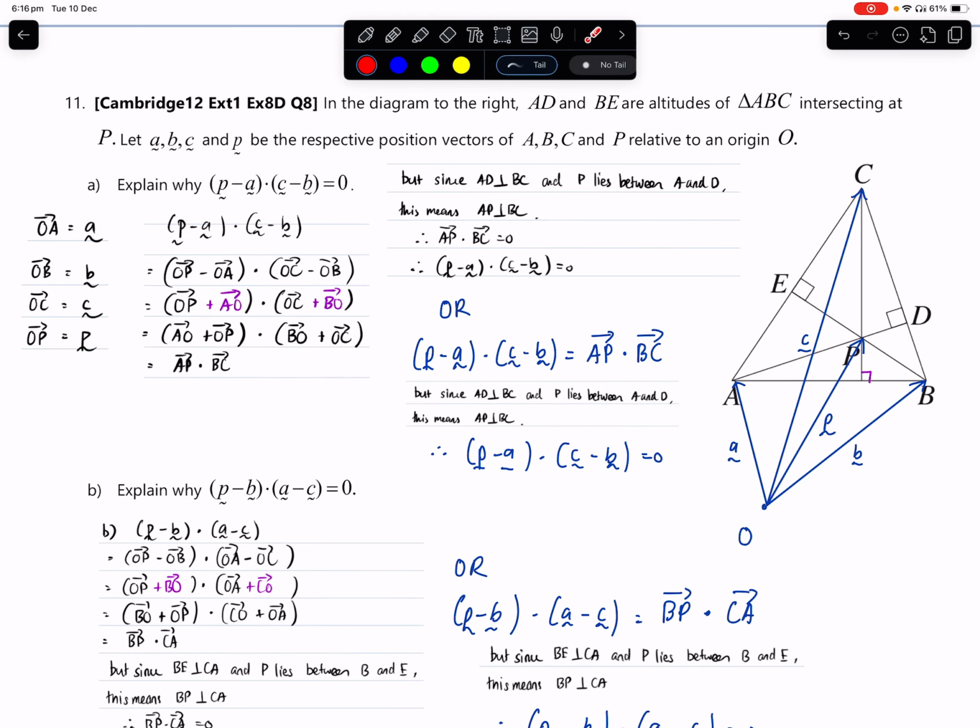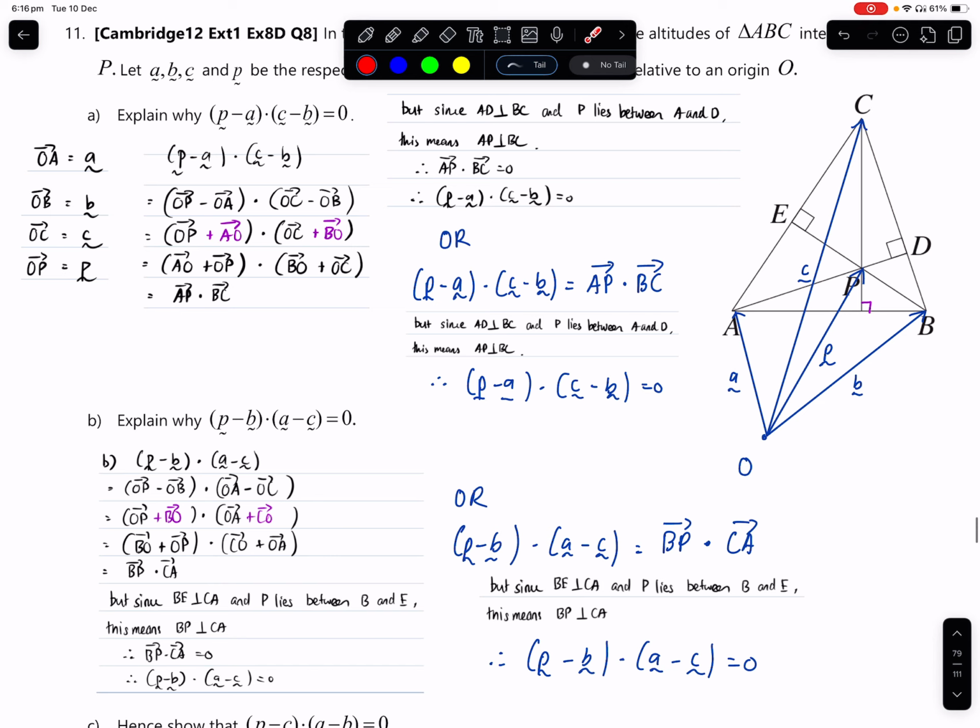The other thing I would also note is that if you want a quick way of doing this, P minus A, provided these are position vectors, is just the vector that starts from A and points towards P. So that's just this one here. If you have a look at question B, P minus B means start from B and point to P. That's this. So vector P minus B is equal to BP.